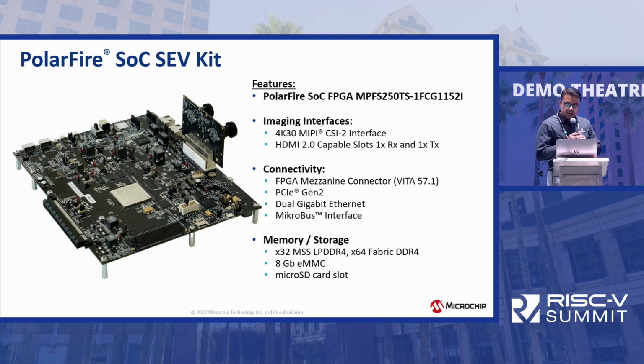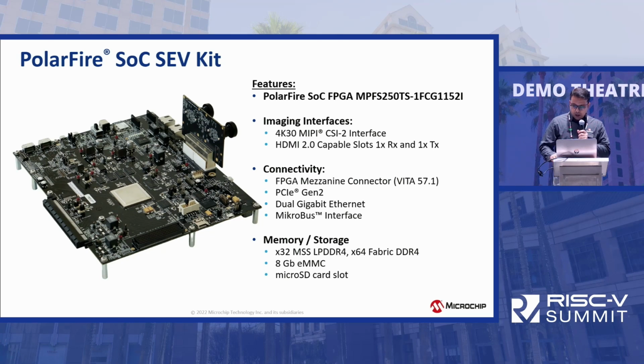It has a MIPI CSI interface. We have a dual HDMI interface, one HDMI in and one HDMI out. We have DisplayPort interfaces, MIPI DSI interfaces, dual gigabit Ethernet interfaces, and so on. And we also have an FMC connector, so essentially you can plug in any other FMC daughter card you want and extend the capabilities of this hardware. In fact, you can see this hardware in the Microchip booth, and we have a few demos out there.